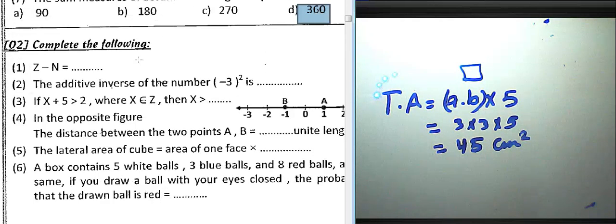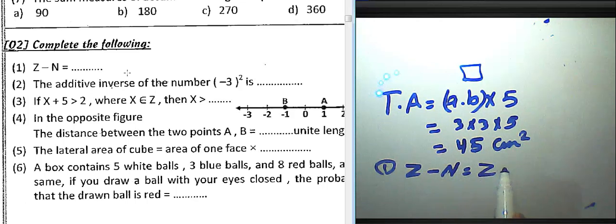Okay. Question number 2, number 1: Z subtract N. We can cancel the natural numbers from Z. The result will be Z negative. We can write Z negative as the result. Okay. Z negative.